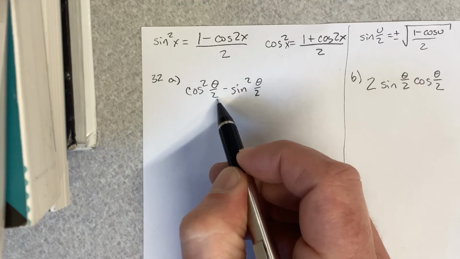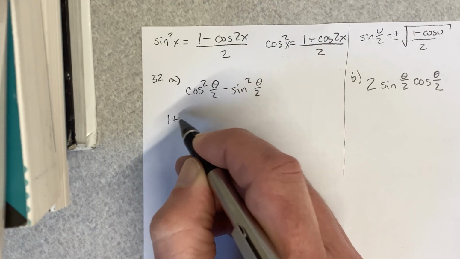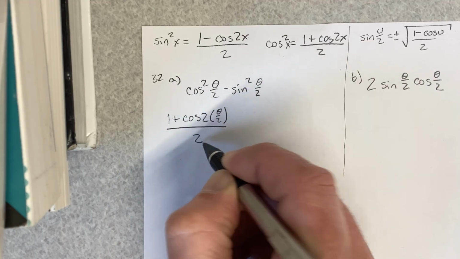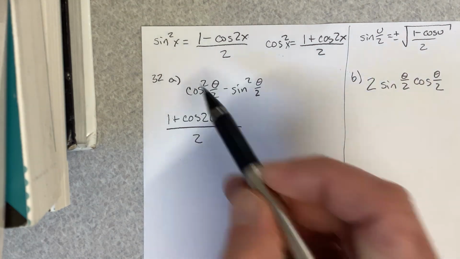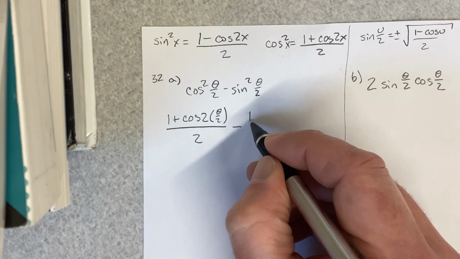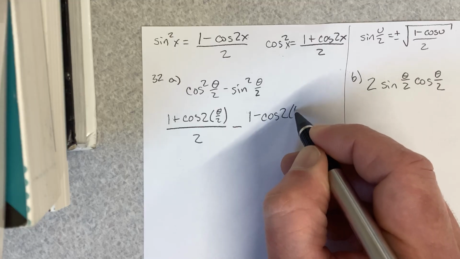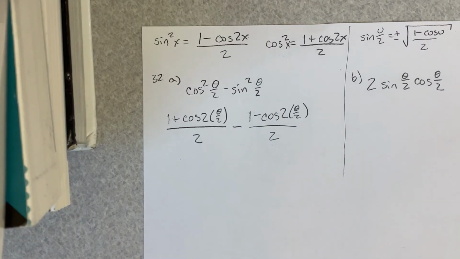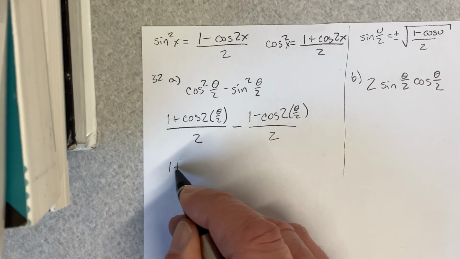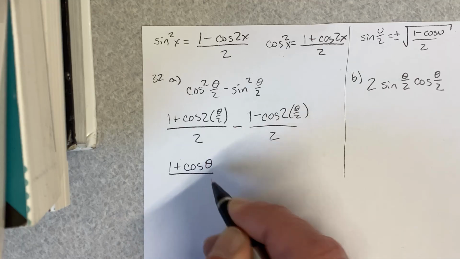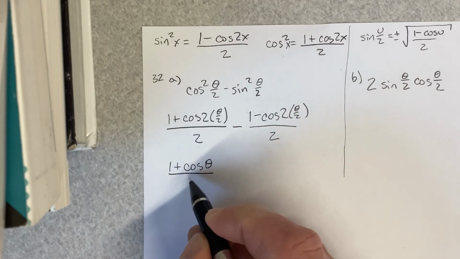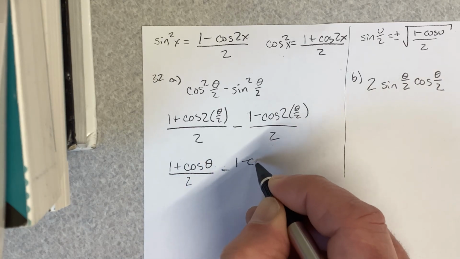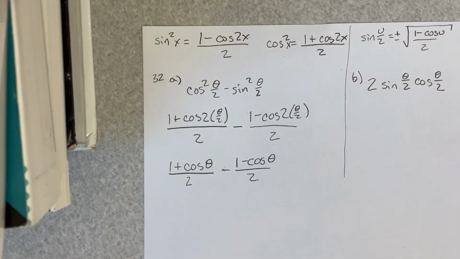So the cosine squared of theta over 2 is going to end up being 1 plus cosine of 2 times theta over 2, and that's all over 2, minus the sine squared, which is going to be 1 minus cosine of 2 times theta over 2, right? Anything that's in here is getting plugged in for the x into the formula. And so we get to there. So now simplifying that, that's going to be 1 plus cosine of theta over 2, minus 1 minus cosine of theta over 2.